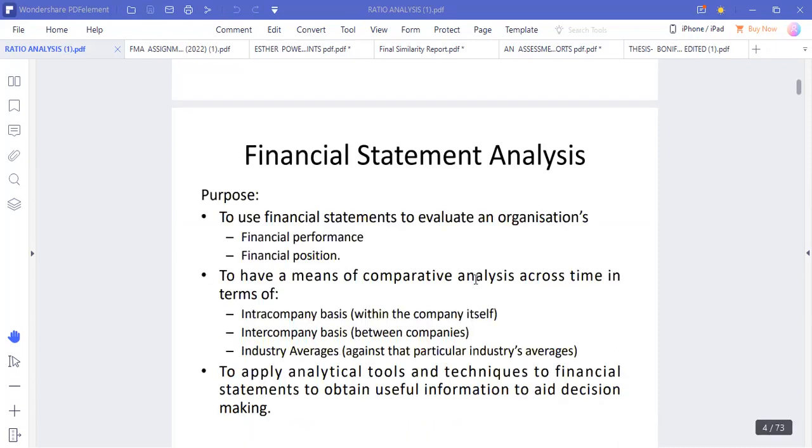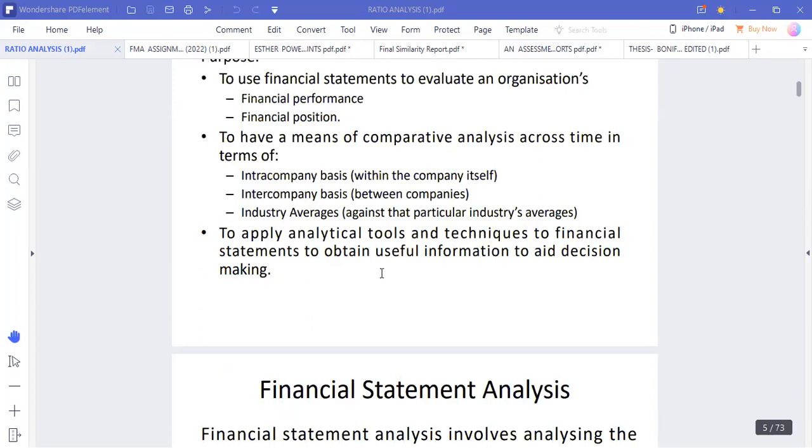And so the purpose of financial statement analysis is mainly to evaluate a firm's performance, a firm's position, and also to have a comparative analysis of the company's performance, that is within itself, intra-company, and between other companies, that is intercompany, and also using the industry averages.